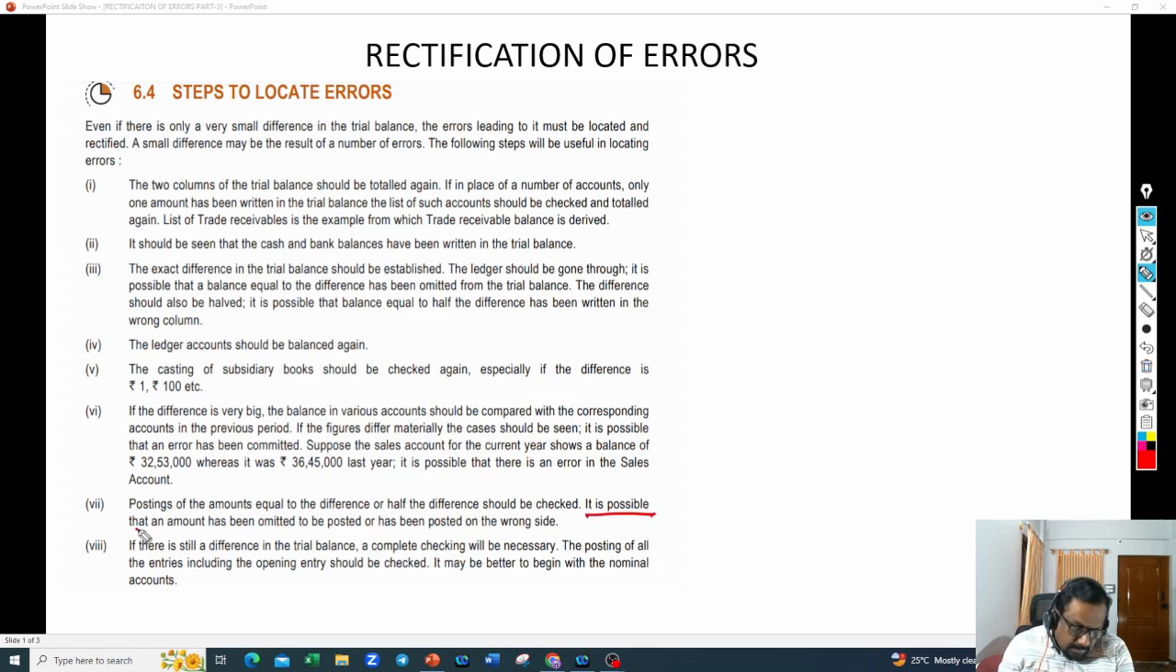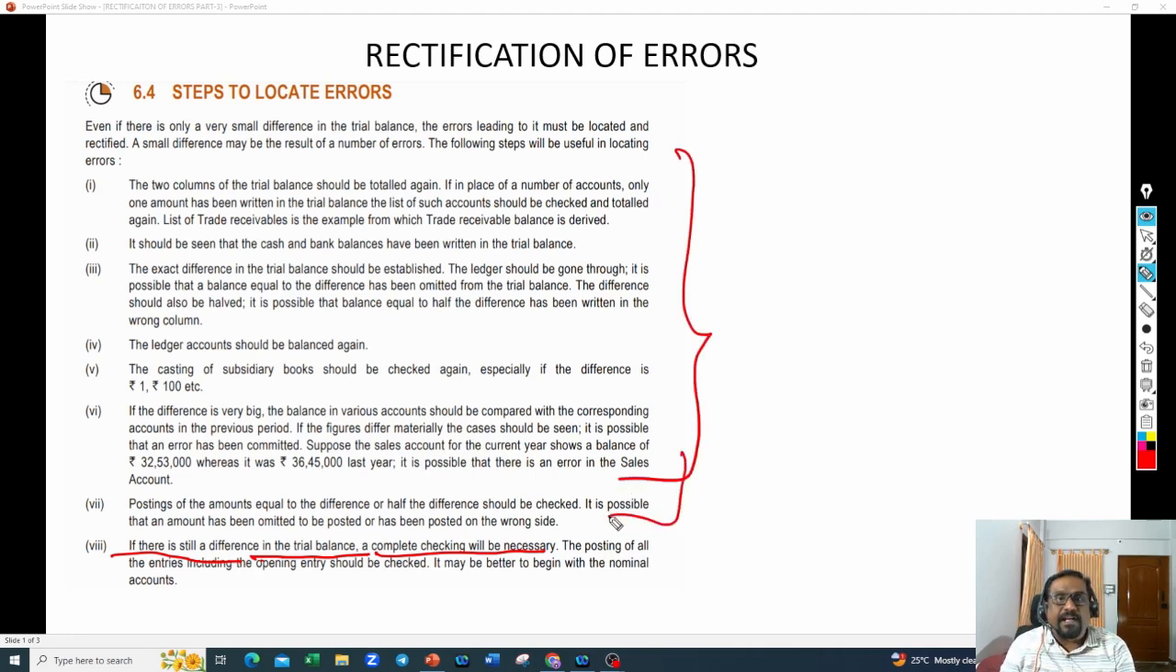It is possible that an amount has been omitted to be posted or has been posted on the wrong side. That is what I told. Next, if there is still a difference in the trial balance, a complete checking will be necessary. If, even after doing all these cases, all these 7 points, you still are not able to locate the difference, then you need to do a thorough check.